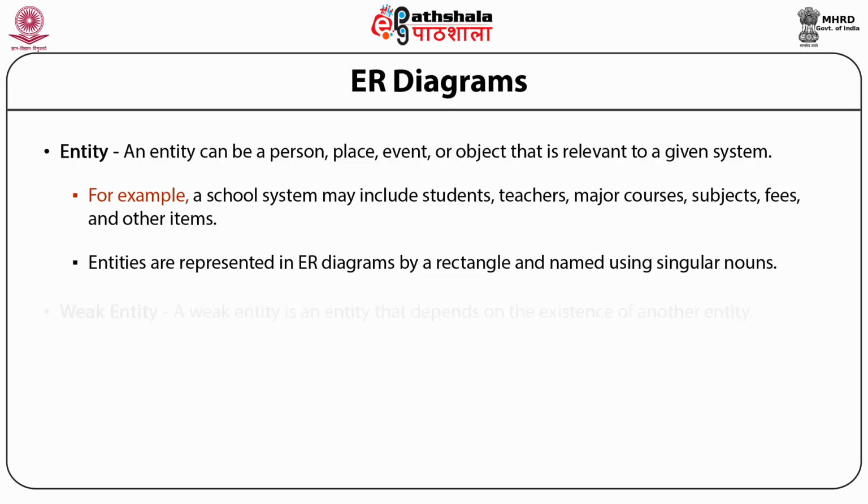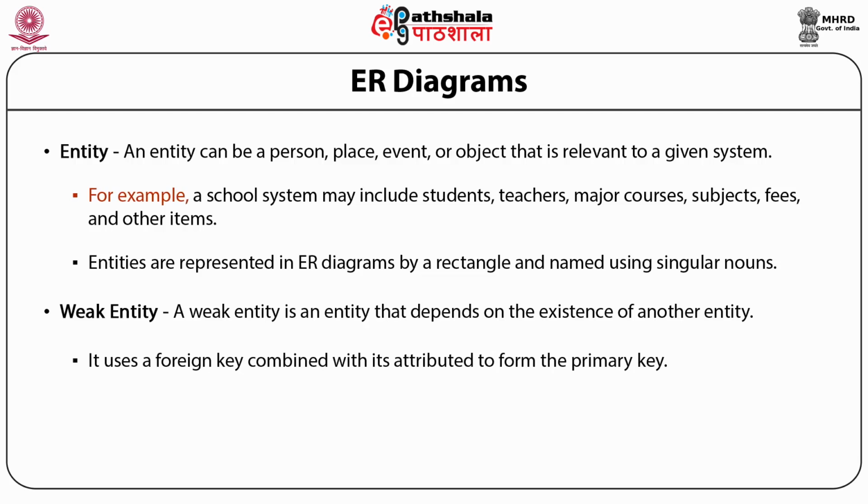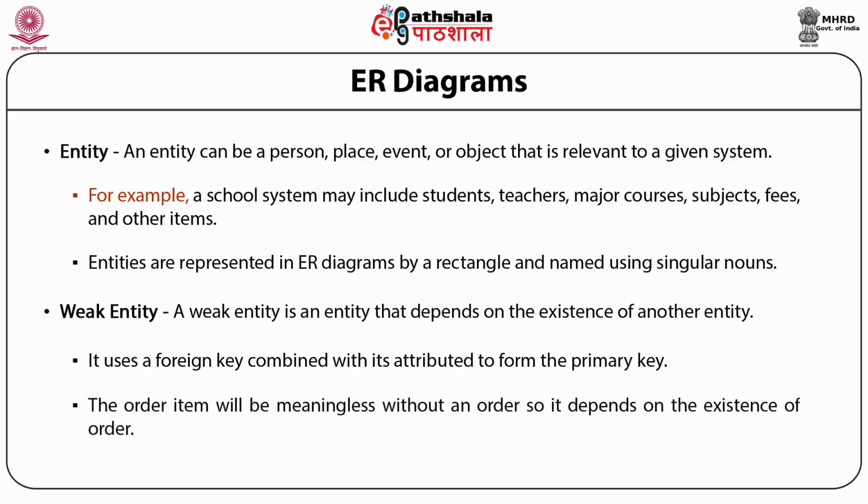Now let us understand what is a weak entity. A weak entity is an entity that depends on the existence of another entity. In more technical terms, it can be defined as an entity that cannot be defined by its own attributes. It uses a foreign key combined with its attribute to form the primary key. An entity like the order item is a good example for this. The order item will be meaningless without an order, so it depends on the existence of that particular order.